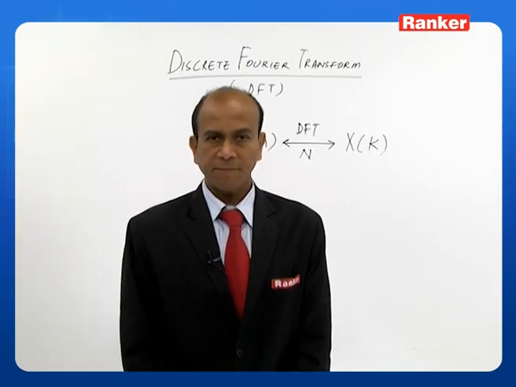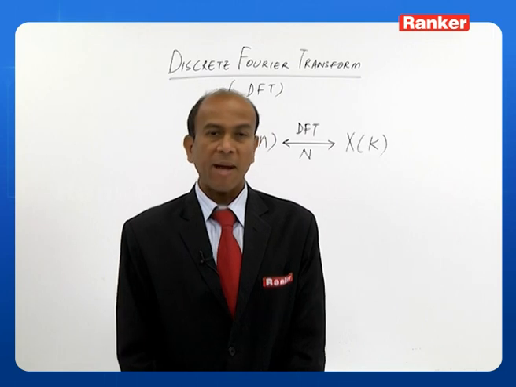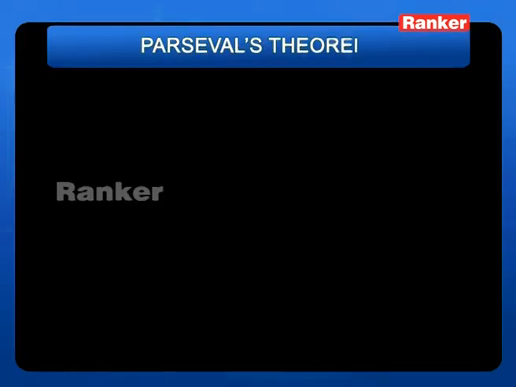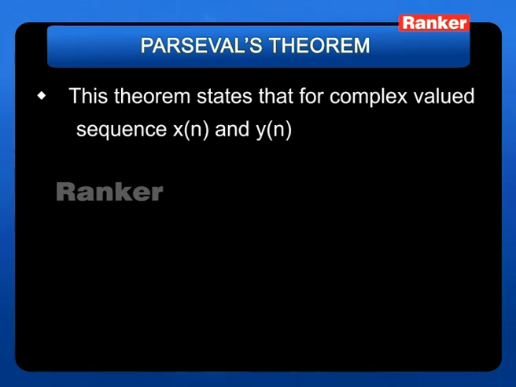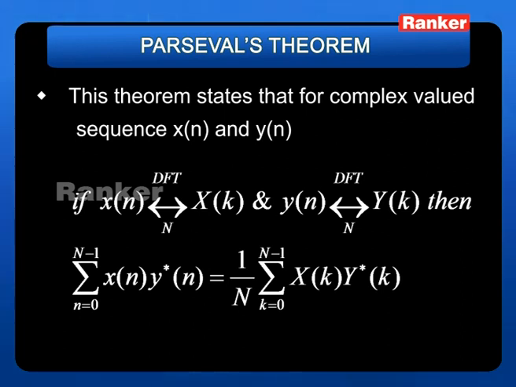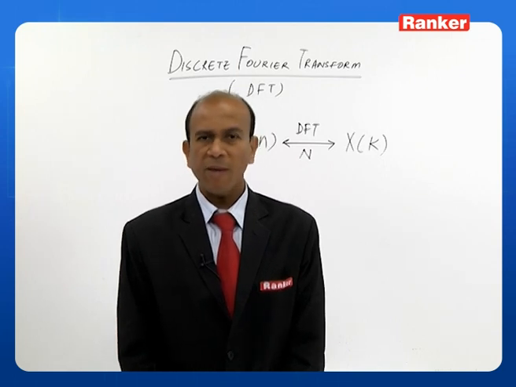Now look at the final property of DFT, called Parseval's theorem. What does Parseval's theorem say? This theorem says that for complex valued sequences x of n and y of n, where x of n has a DFT of n point sequence x of k and y of n has a DFT of n point sequence y of k, we have to just read this. It says that the summation n equal to 0 to n minus 1 of x of n y star of n is equal to 1 by n times the summation k equal to 0 to n minus 1 of x of k y star of k, where significant inputs have been taken from the earlier property also.